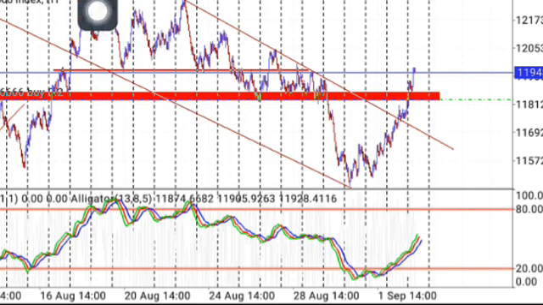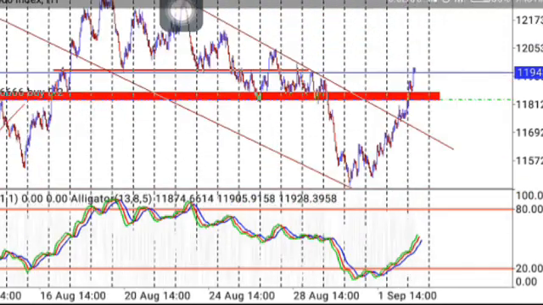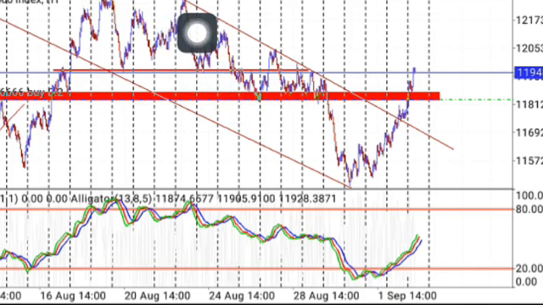Don't buy in this zone. You don't need to look for buying opportunity. You look for selling opportunity because the market is in a downtrend. So when the market touches here, it's sold. It touches here, it's sold. It touches here, it's sold.